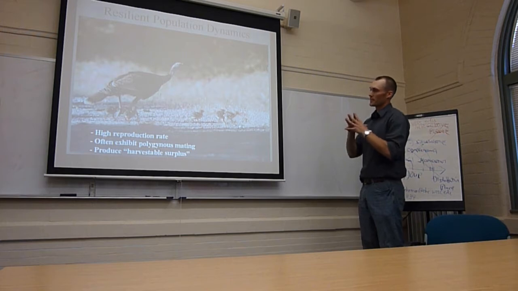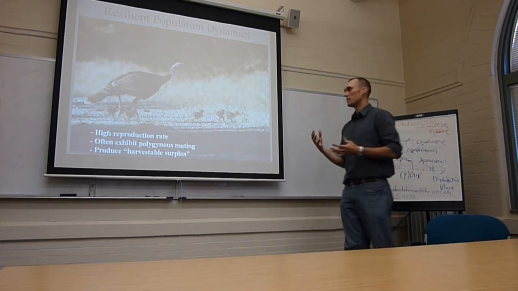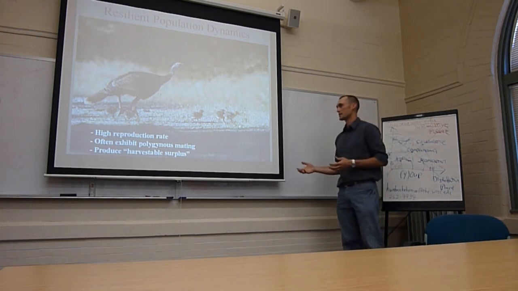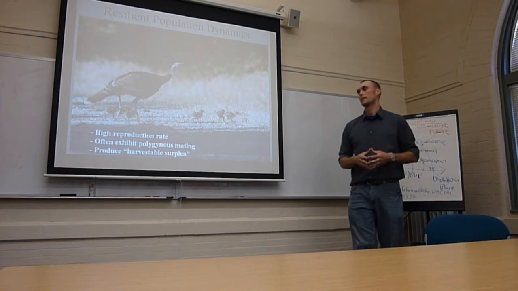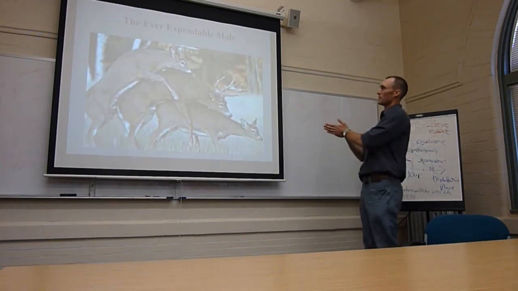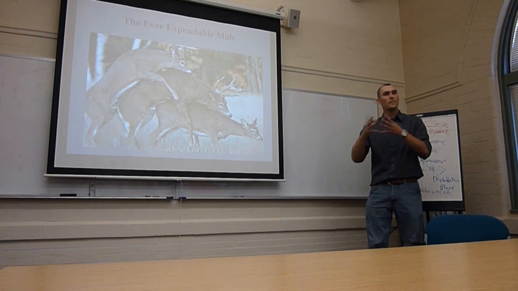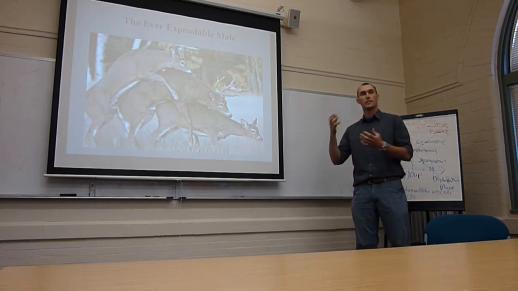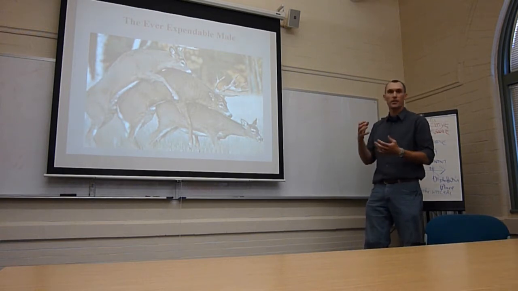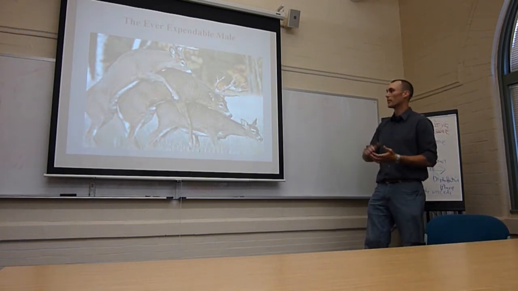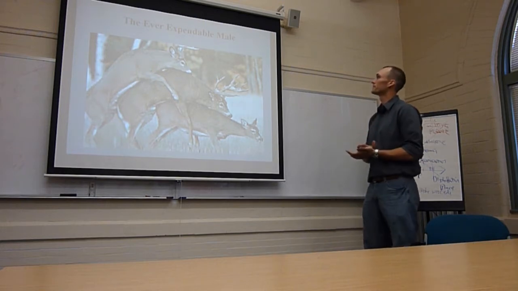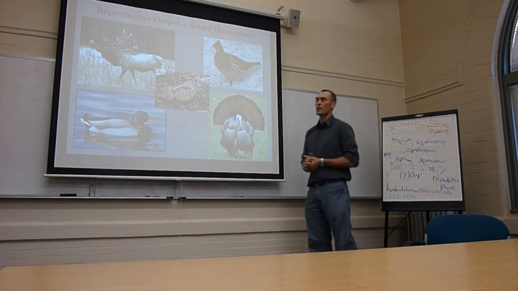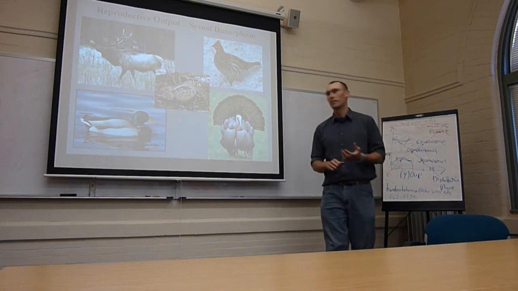We are hunting species that are resilient to being harvested. So we're talking about high reproductive rates, often polygynous mating systems, and they produce this harvestable surplus. Perfect example, the ever expendable male. If you have a population of deer, and a lot of those males are taken out, you can take quite a few males before you really start to put a ding into the number of fawns the next year, because an individual male will mate with many females.